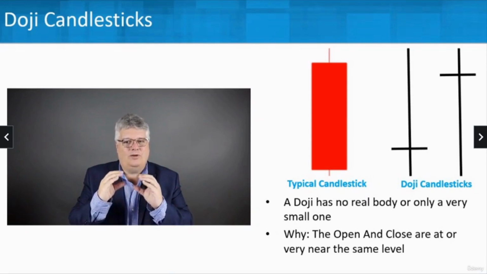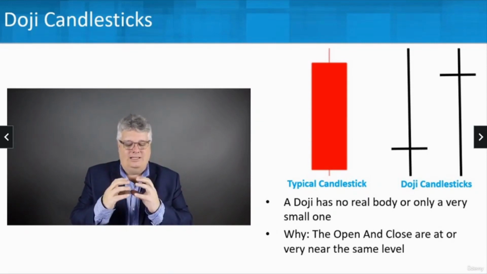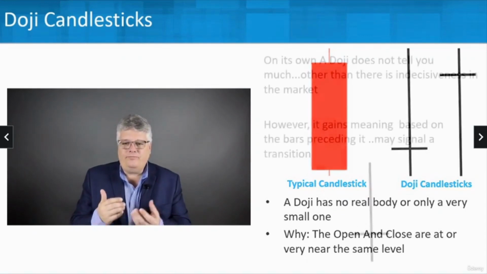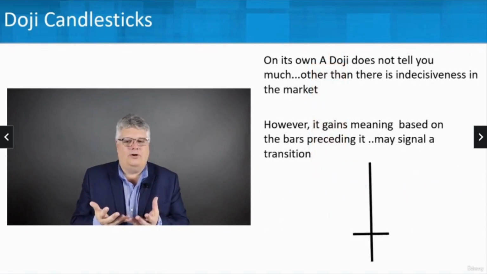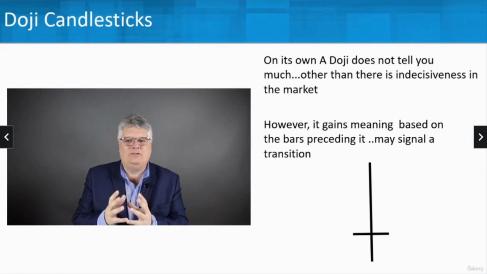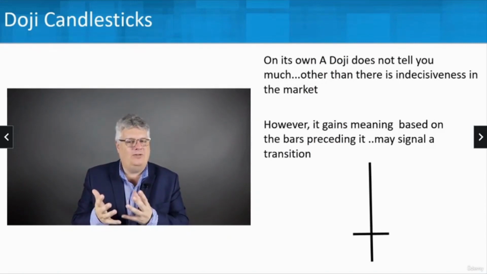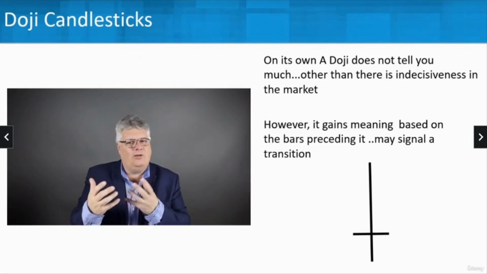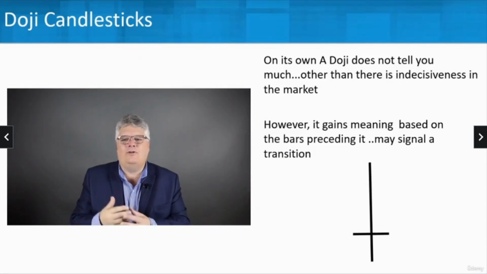But the doji is showing a very small candle itself, the body showing that the open and close are occurring near each other. And because that happens, we can learn things around that. Now, on its own, a doji doesn't tell you all that much just looking at it alone in space, other than that there's indecisiveness in the market, right? There's no clear opens and closes showing where it's going, up or down.